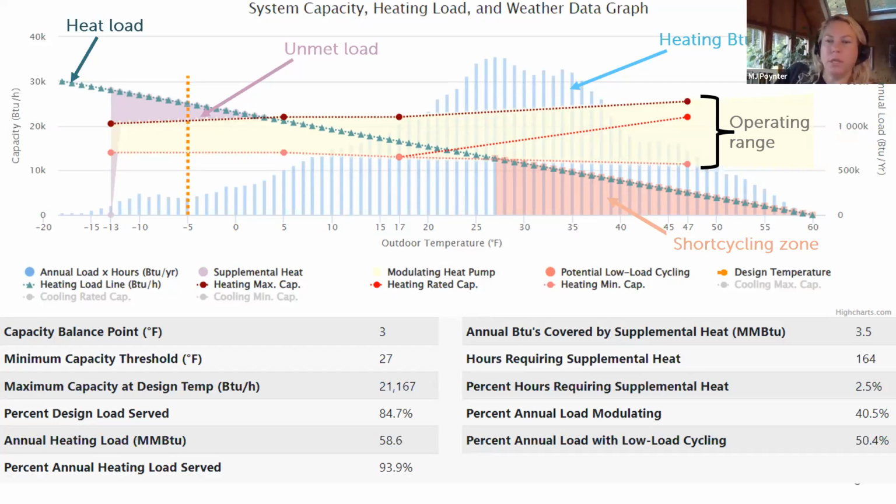I see some of your notes. There's this part here about the annual BTUs covered by supplemental heat. That could be your backup boiler, and that's that little purple area up there, or that could be electric heat. So you could easily do the calculation to see how many MMBTUs, converted to oil or converted to straight electric heat, how much you're going to spend on your backup heat. And that might help you determine if you want to go to a smaller system or to a larger system. And then down here, the percent annual heating load served is 93.9%.